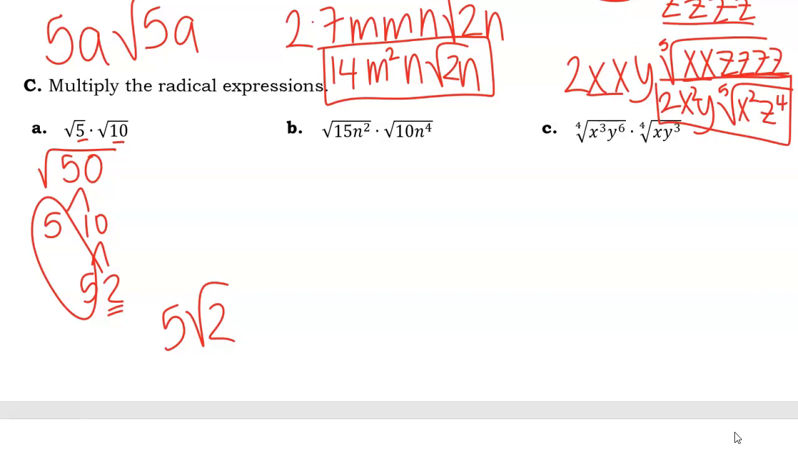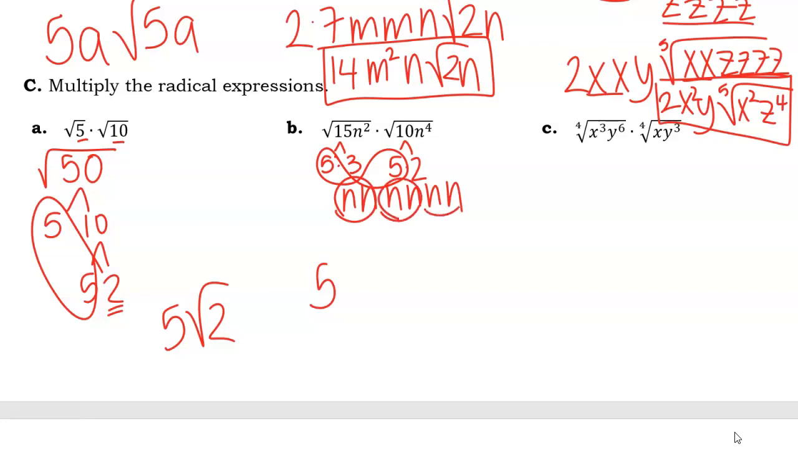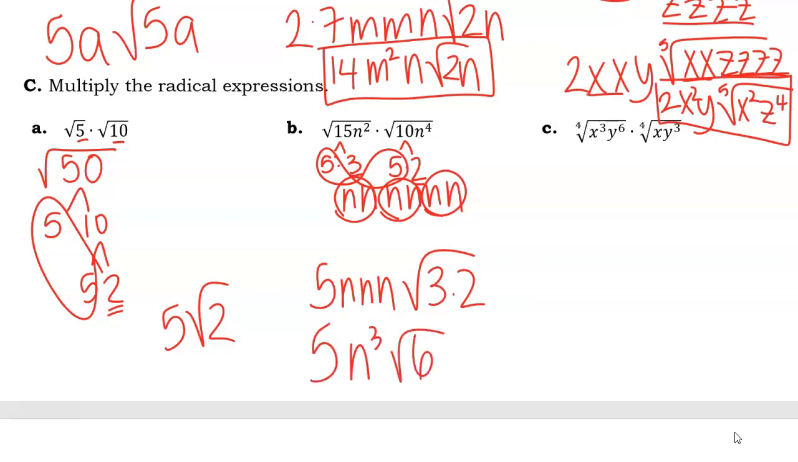Let's break these guys up the same way before we even put them together. So we have 5, 3, 5, 2, and I'm going to write out my 2 n's and my 1, 2, 3, 4 n's, right? 4 and 2. So my pair of 5s right here comes out as a 5. I have 1 pair of 2s. 2 pair of 2s, 3. I have a 3 and a 2 left over. Okay, so that's going to be a 5, an n cubed, root 6. 3 times 2 is 6.